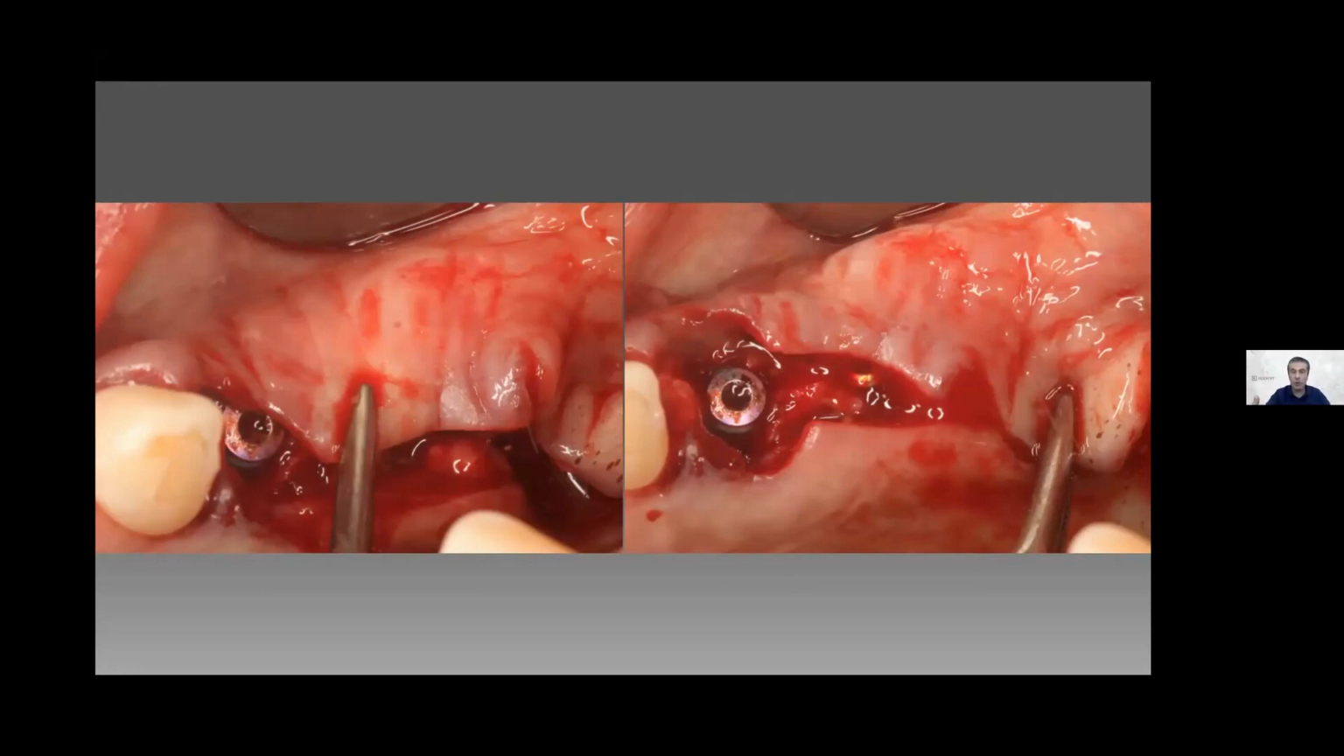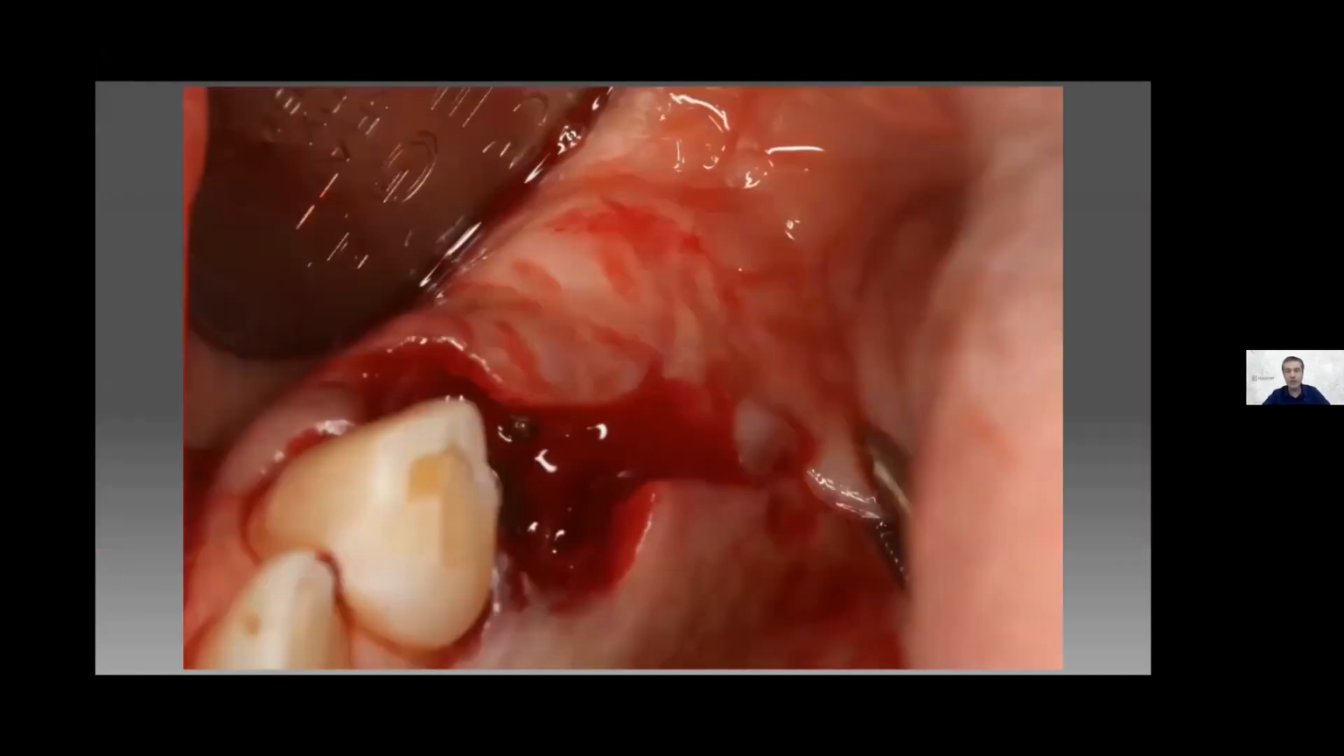The flap will close tension free, without any tension, because if there is tension in the flap, after a few days it will open and it will make for us a very big problem. So one of the keys of the success of the guided bone regeneration is to liberate the buccal flap, and in the mandible to liberate the buccal and the lingual flap. Here to see how much we can do our flap moving coronally.